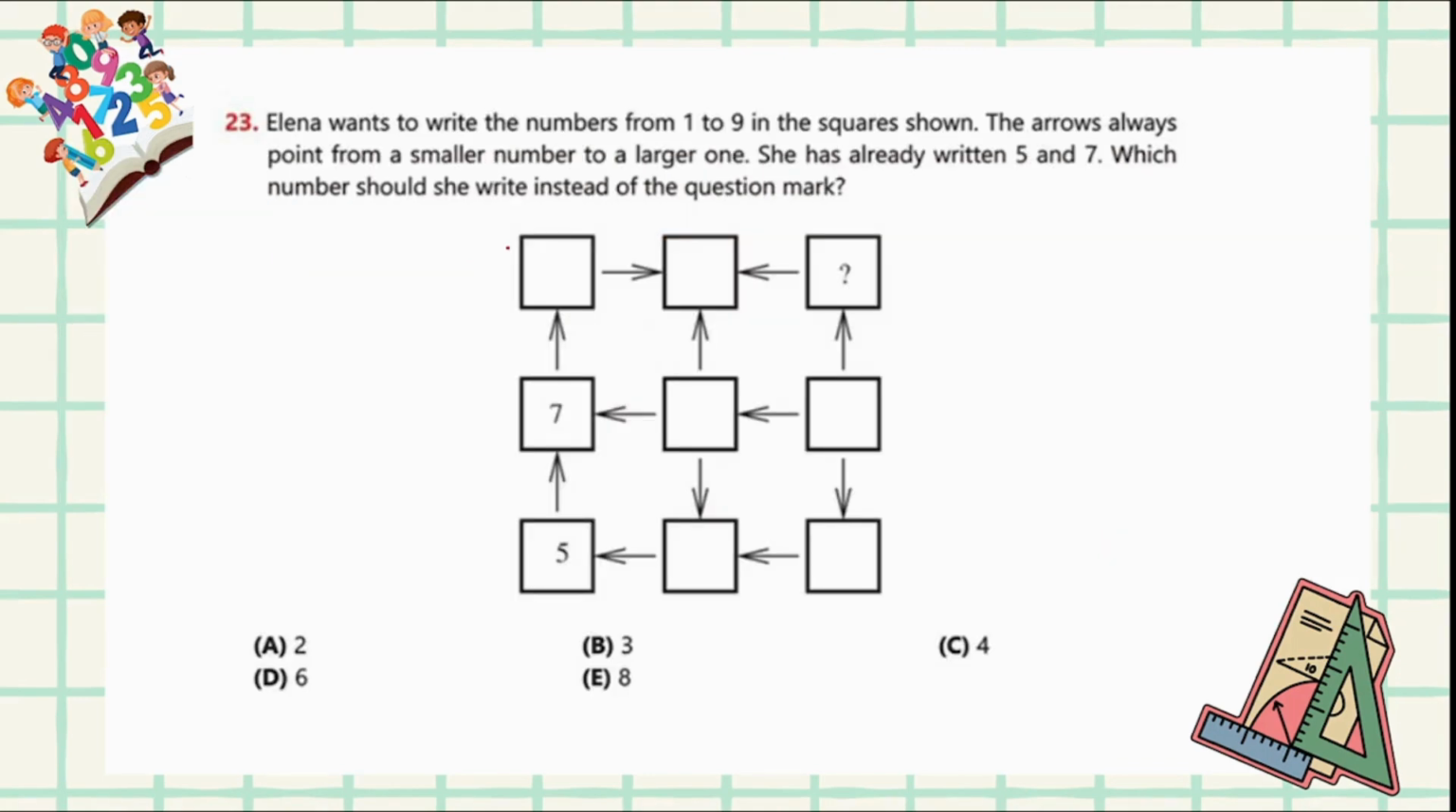Question number 23. Alina wants to write the numbers from 1 to 9 in the squares shown. Arrows always point from a smaller number to a larger one. She has already written 5 and 7. Which number should she write instead of the question mark?